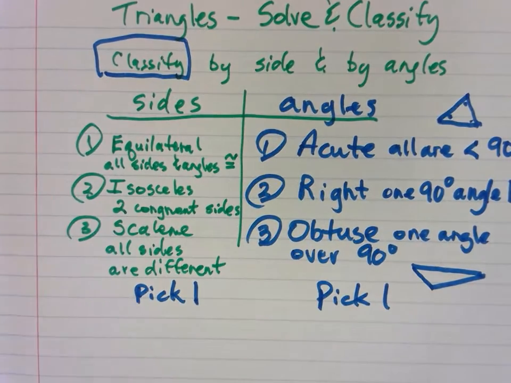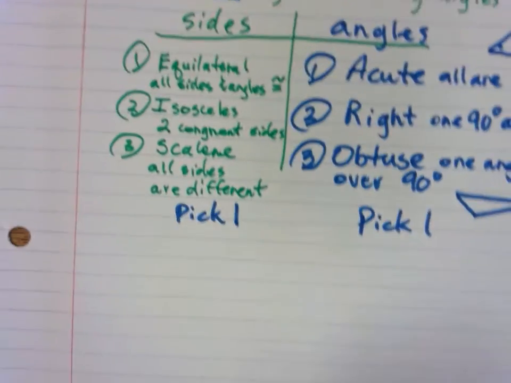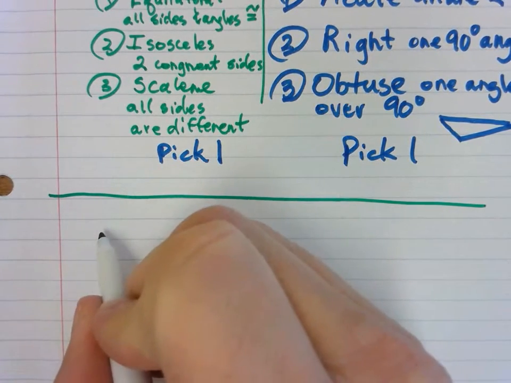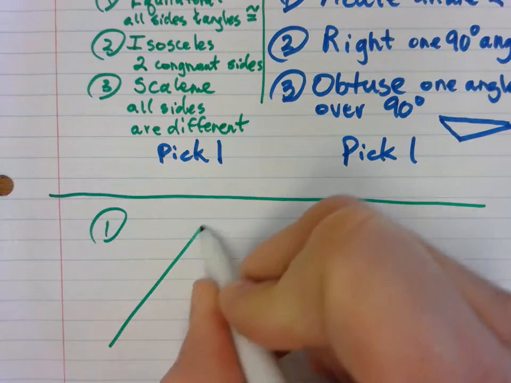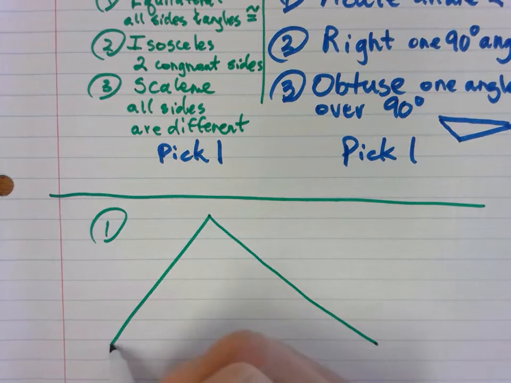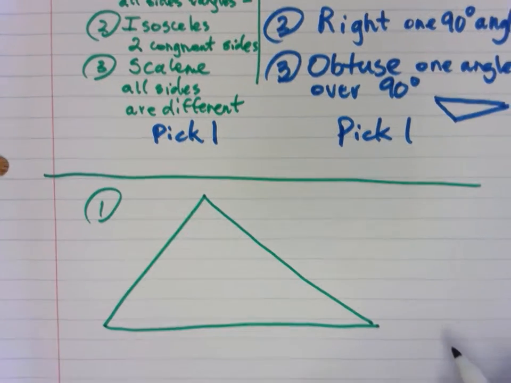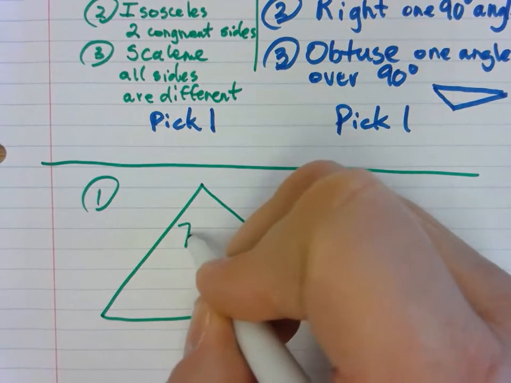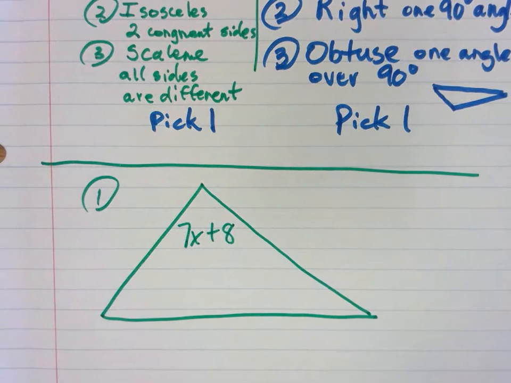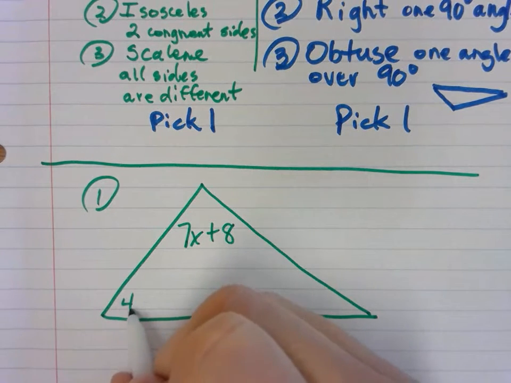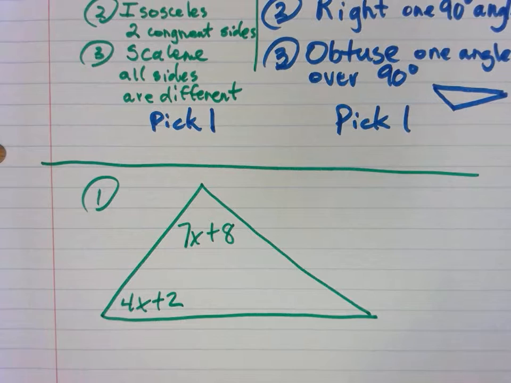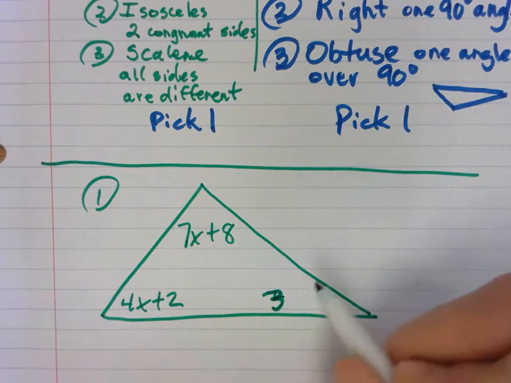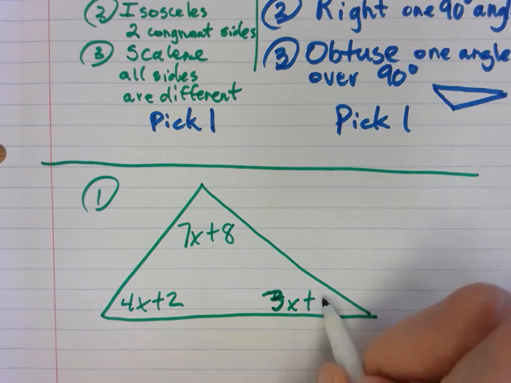All right, so now we're going to take one of these. We're going to solve one of these jokers. Okay, and you've seen this stuff before. Once we solve it, we're going to classify it. You ready? So let's say we've got this triangle in our picture. Now let's say up here we've got 7x plus 8. Down here, we got 4x plus 2. And over here, we got 3x plus 5.